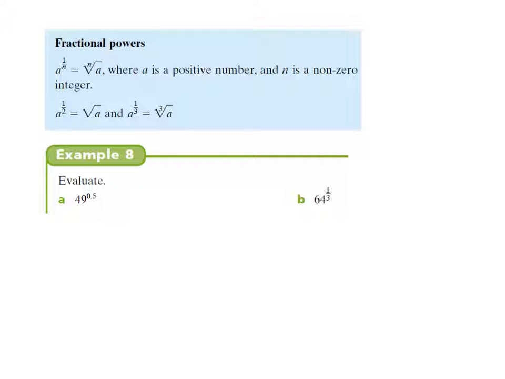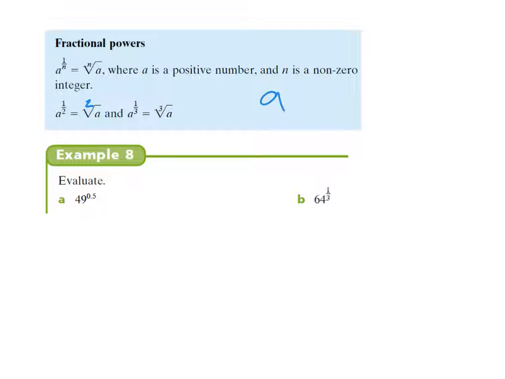Okay, so for powers that are fractional, we can deal with them as well. If you have a base to the power of a fraction, that's the nth root. Half power means square root. Third power is cube root.